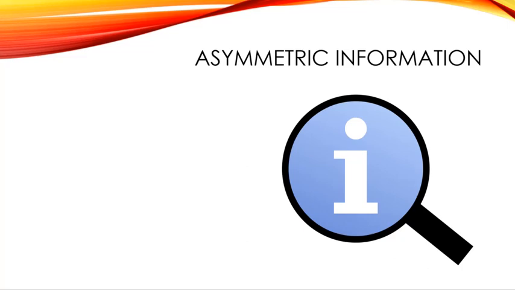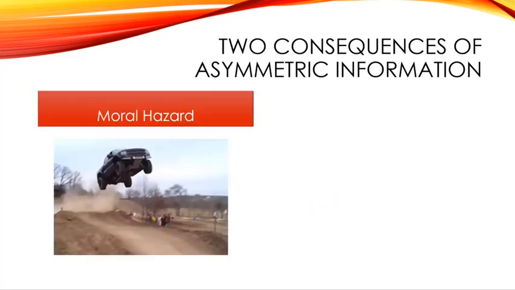So oftentimes we think about this as the buyer and the seller. If one has access to information the other doesn't, we would identify that as asymmetric information. So here is an example of asymmetric information. There's actually two consequences that come out of this. The first one is called moral hazard.